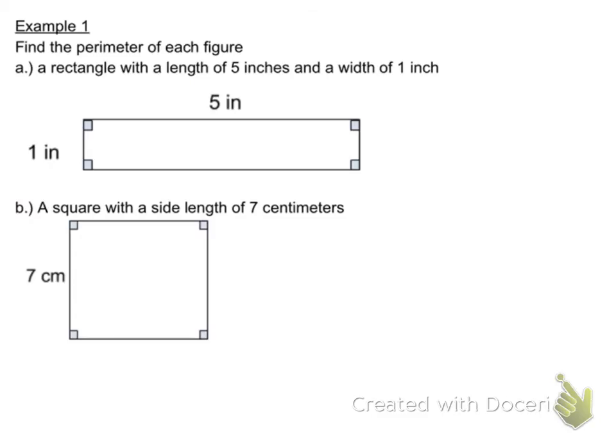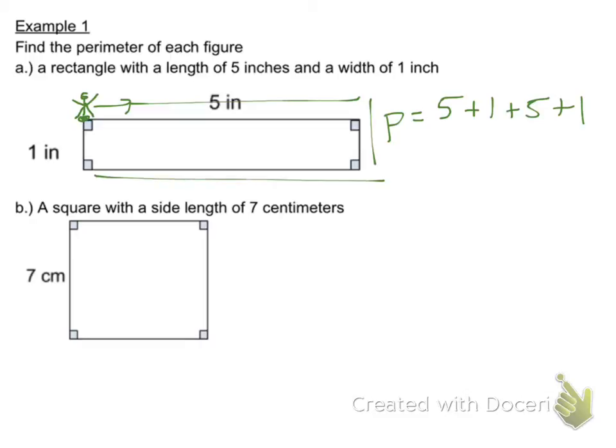So we just have to have a couple examples of this. It says find the perimeter of each figure. It's a rectangle with a length of 5 inches and a width of 1 inch. What is the perimeter of rectangle A? P equals 5 plus 1 plus 5 plus 1, right? Remember, if I walked around my rectangular-ish pool, I would have to walk 5, then 1, then 5, and then back up 1, which is 12. In this case, it's 12 inches because the units are inches.